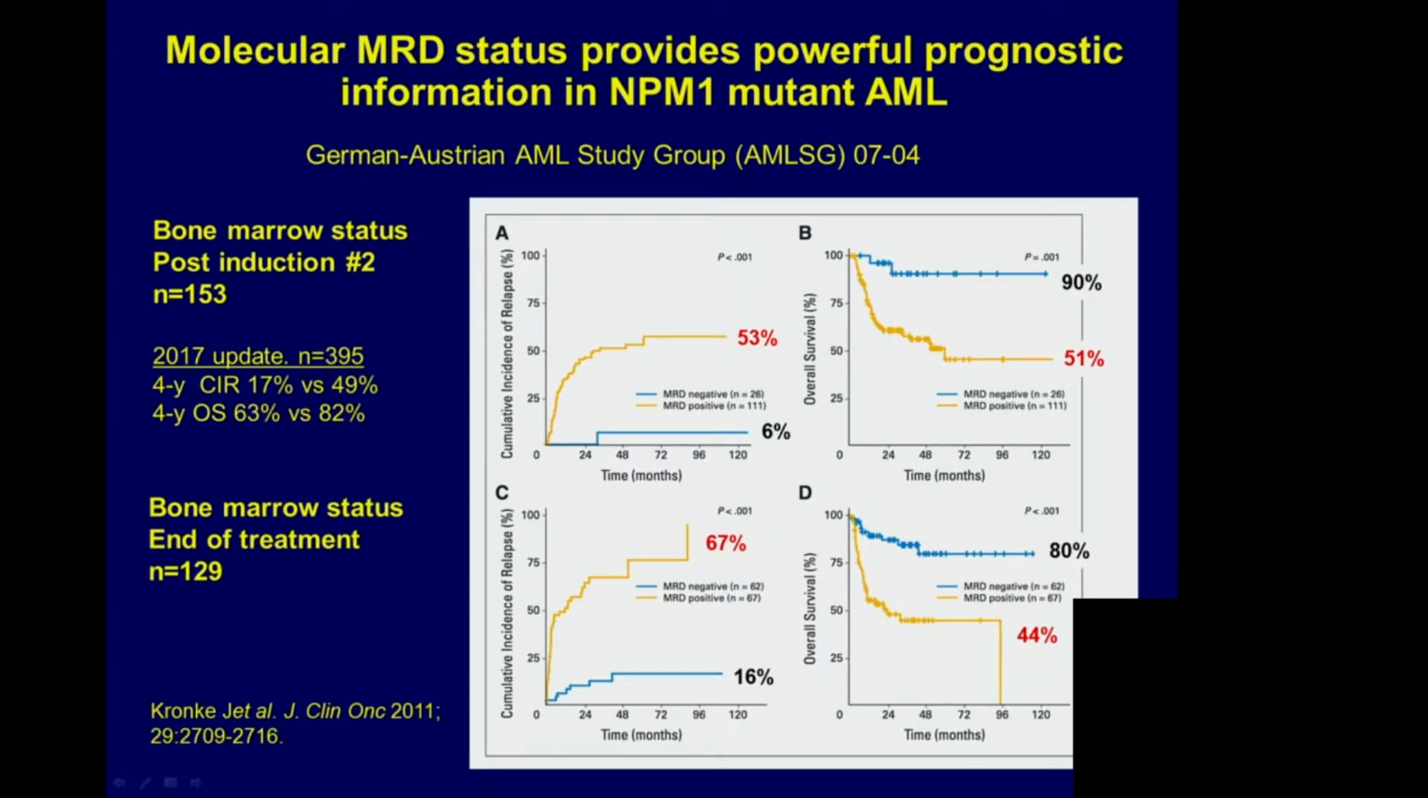And the other important point from this study is that although the early time points are clearly very important, looking at the PCR status in the bone marrow at the end of therapy is also critically important, with those patients who still have transcripts detectable in their bone marrow at the end of treatment having an extremely high risk of relapse.